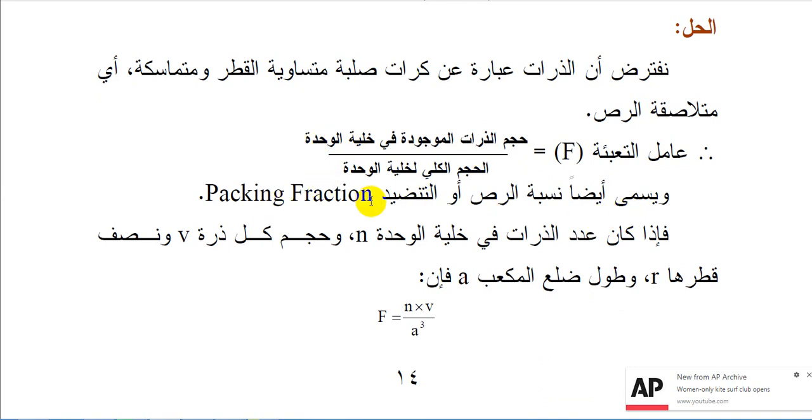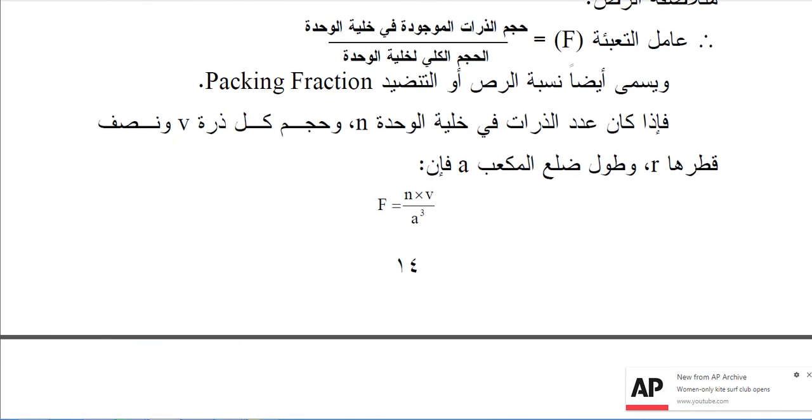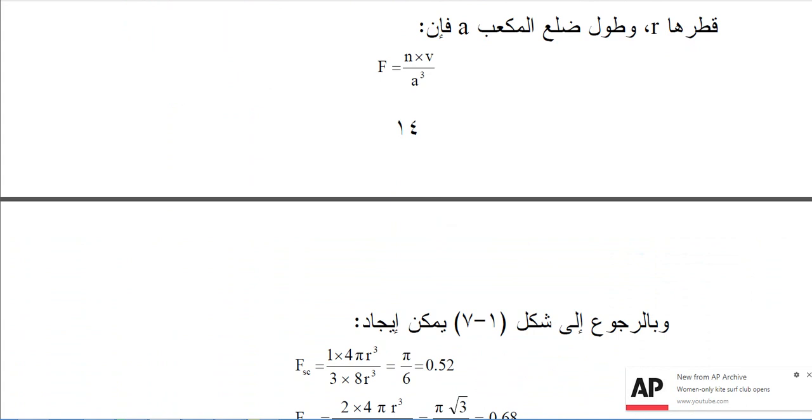Also denoted as the packing fraction or the epitaxy fraction. If the number of atoms in the unit cell is n, the volume of each atom is v, its radius is r, and the cubic lattice length is a, then F equals n times v over a cubed, as you can see in the given formula.